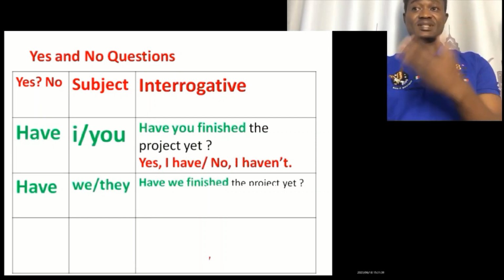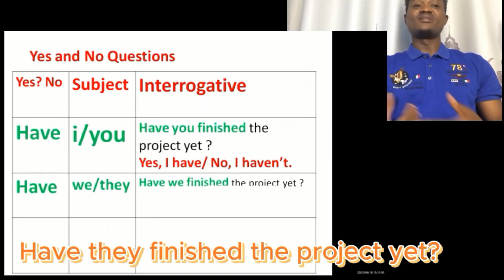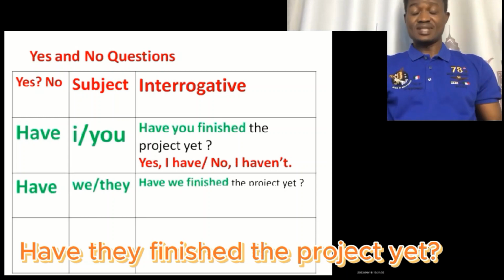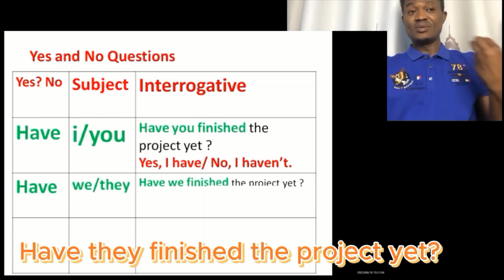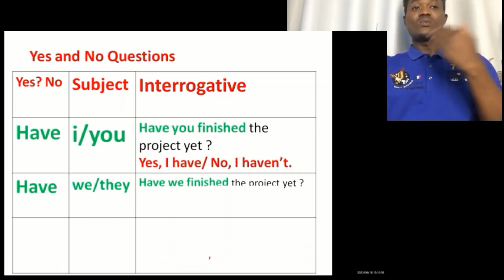All right, but how do we answer this question? Have you finished the project yet? Yes, we have. No, we haven't. That's how we answer this question, okay? You can also say, have they finished the project yet? All right, so we, they, the plural form. How do we answer here? Yes, we have.